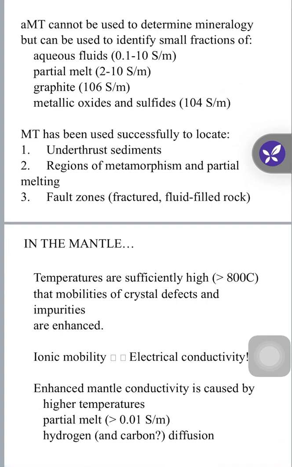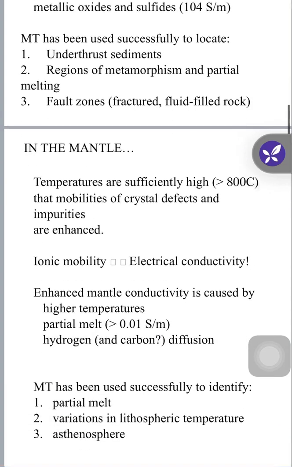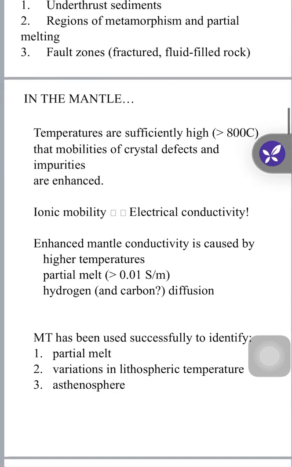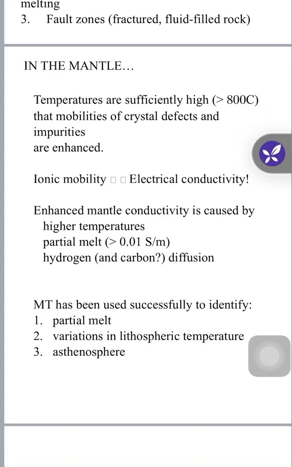In the case of the mantle, the temperature is very high. The high temperature results in very high conductivity. So the magnetotelluric method has been used successfully to identify partial melts, variations in lithospheric temperature, and the asthenosphere.